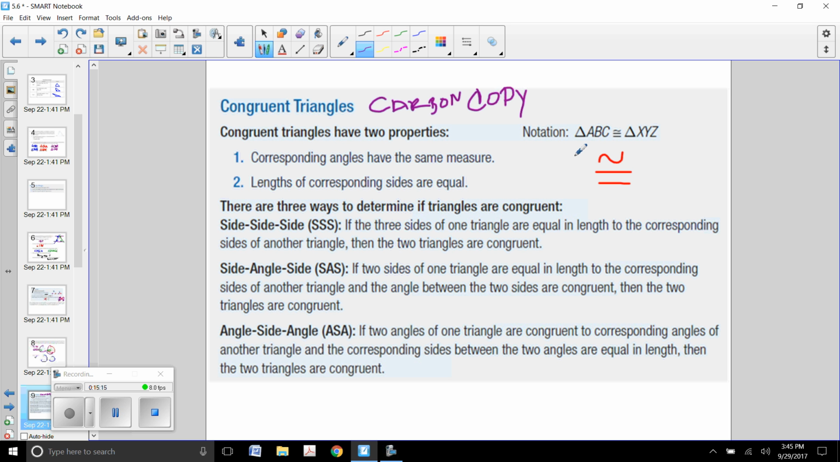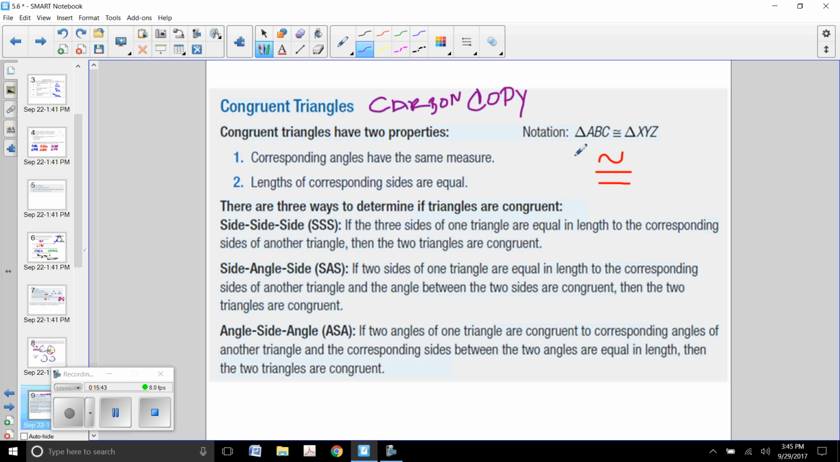Now, when you have two different triangles, you need to be able to prove whether they are congruent or not. And there's three different ways of doing this. We have side side side, which means that all sides are the same length. And if all sides are the same length, then we have congruent triangles. Then next we have side angle side. That order is important.